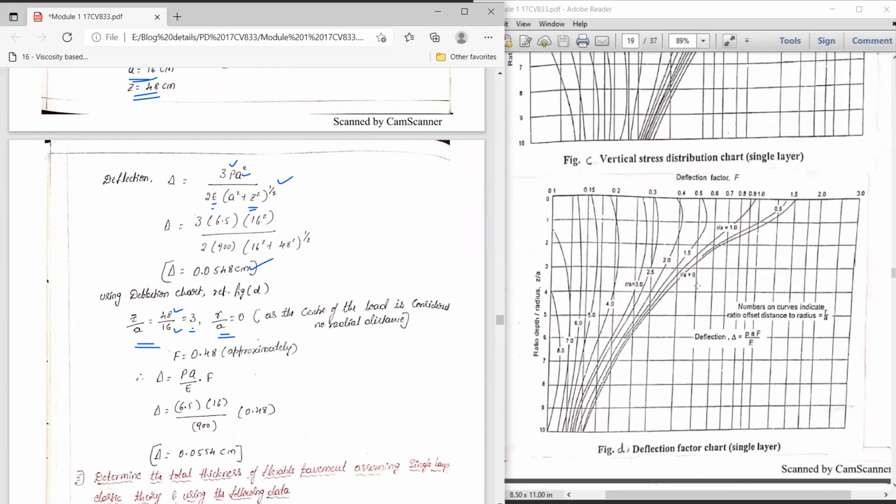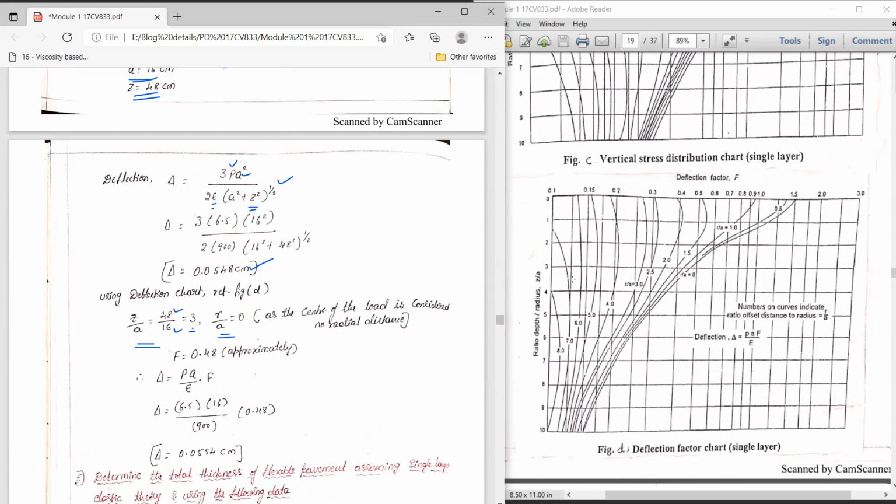You can observe the chart on the right tab of my screen. In this chart, the y-axis represents z by a values, and the x-axis represents the deflection factor, that is the f value. And the curves represent r by a values. So I repeat, the y-axis represents z by a value, the x-axis represents f value, and the curves represent r by a values. Now let us try to locate the points.